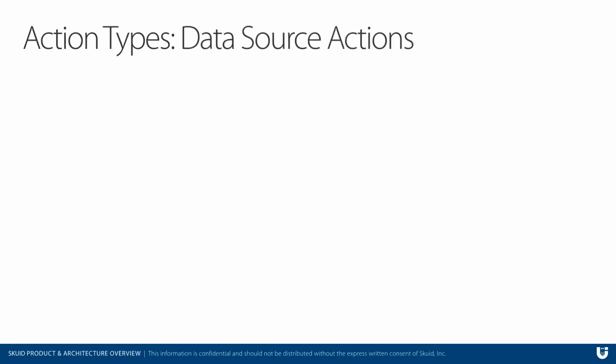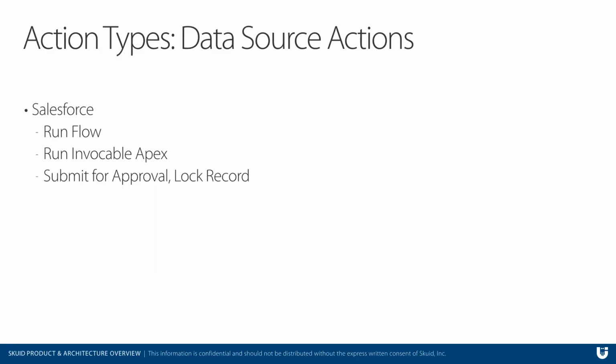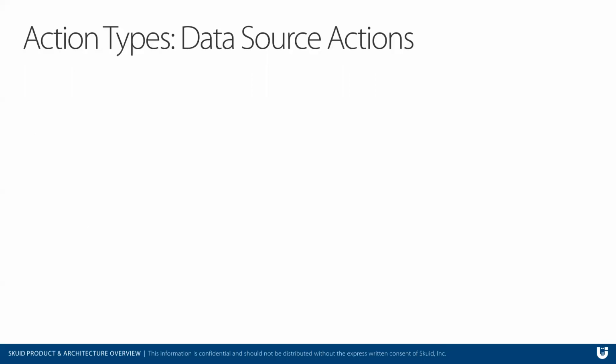Now, data source actions are specific to a particular data source that you're connecting to. These let you initiate very dependent sorts of functionality. So for instance, in Salesforce, you can invoke a flow, which is Salesforce's declarative backend process engine. You can run code on Salesforce with invocable Apex, submit records for approval, lock records, post to Chatter, Salesforce's social platform, send emails, and there are various other data sources that have similar kinds of functionality.